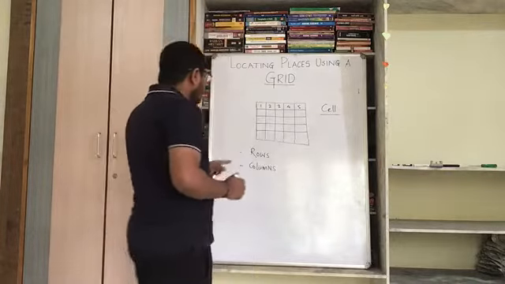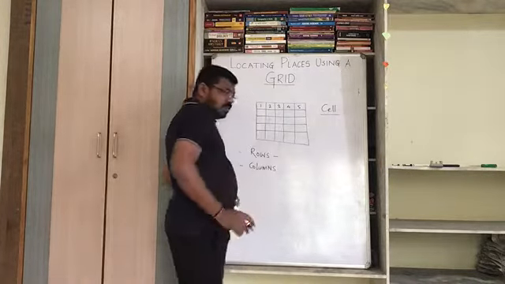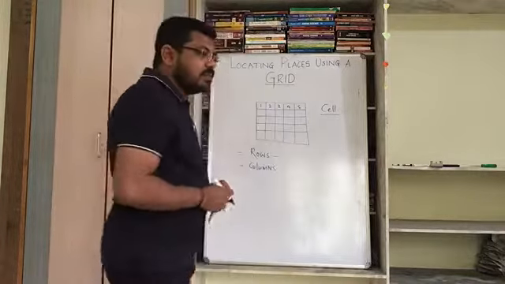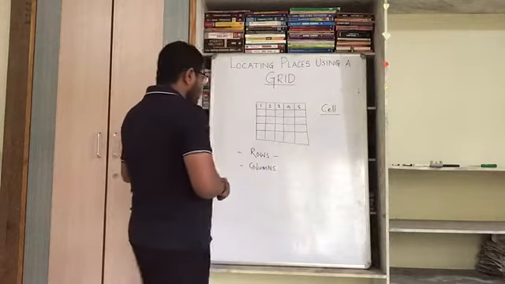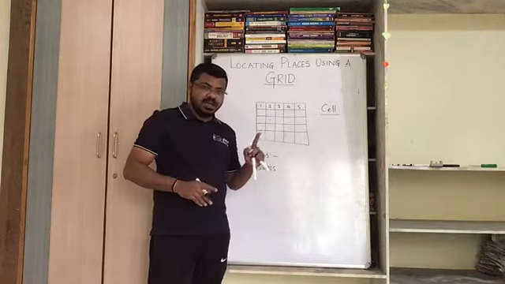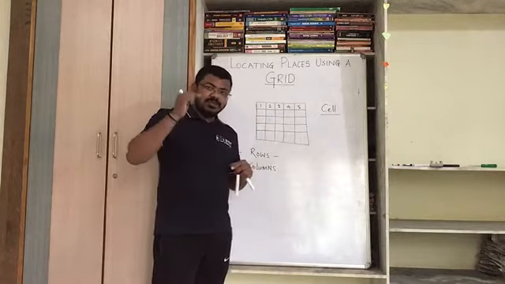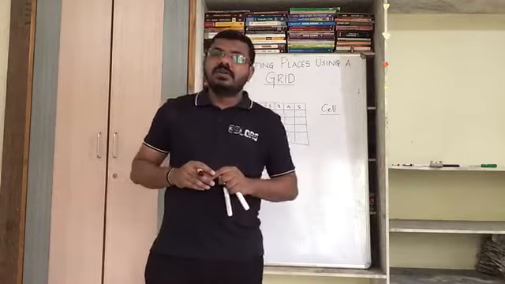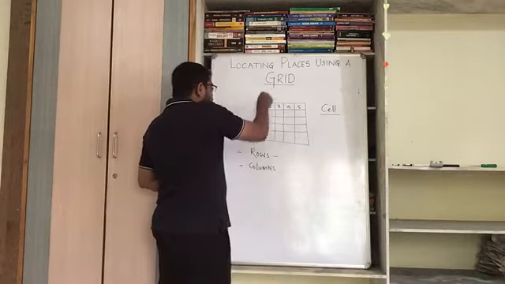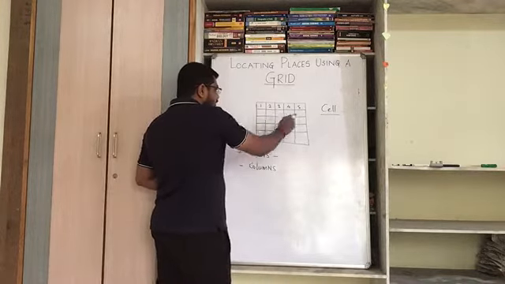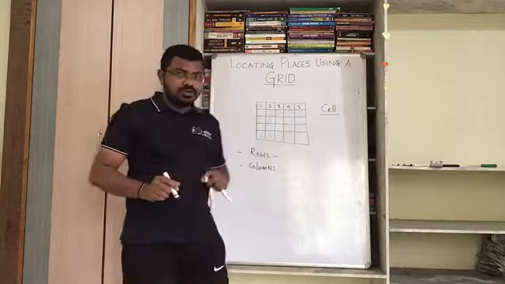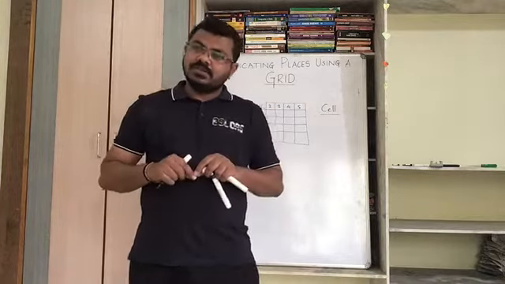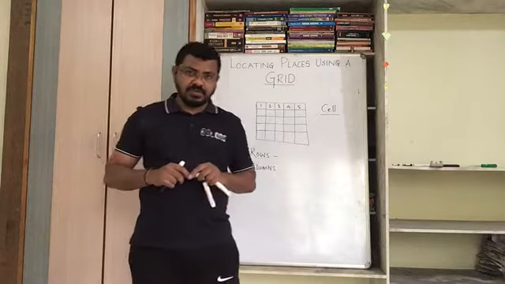Right? Now what is a row? If you have to define it, a row is nothing but the lines which run horizontally. The horizontal lines are called rows and vertical lines are called columns. So these are the columns and these are the rows. So rows and columns make a grid, and each and every grid is also known as a cell, right?